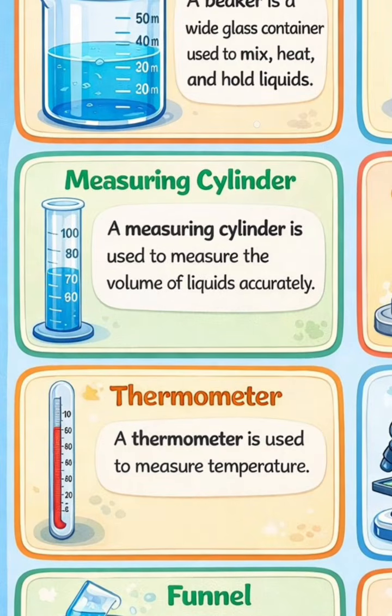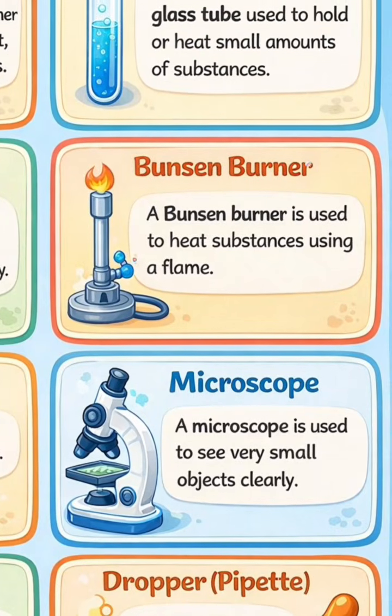Next, measuring cylinder. As the name suggests, it is used to measure volume of liquids accurately. So it's not for measuring volume of other substances like solid or gas. We use it to measure volume of liquids. So remember the keywords: volume of liquids. Measure volume of liquids.